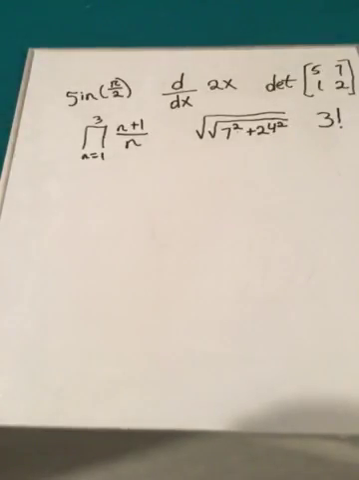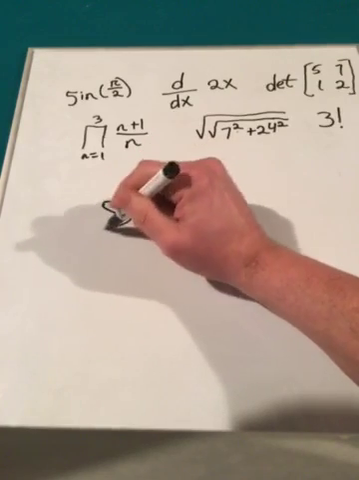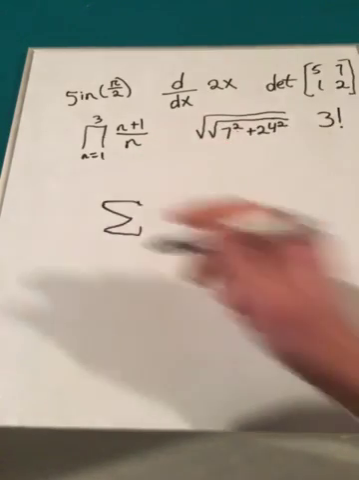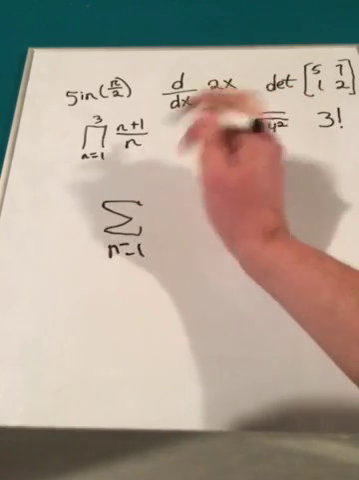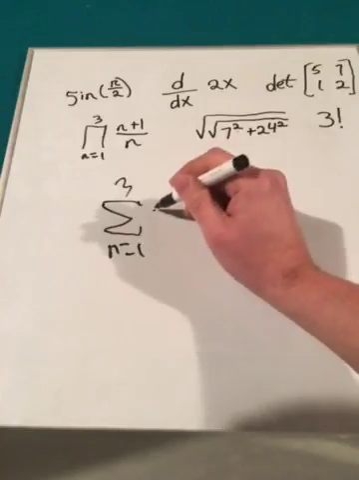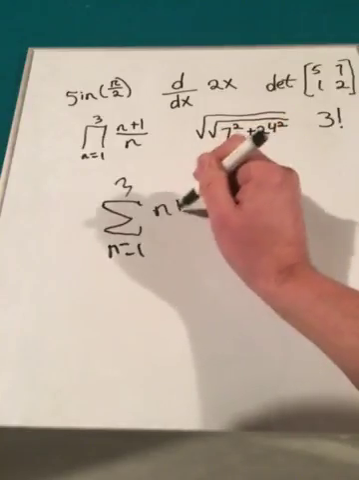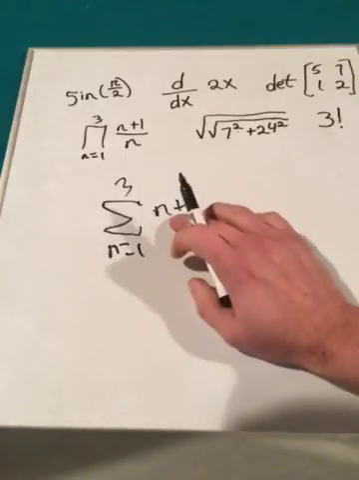Now, you might be familiar with the capital sigma, the summation notation, where we have, let's say, n equals 1 up to something. Say, I don't know, 1 to 3 of, I don't know, n plus 1. Well, you would just start with 1, so you plug in 1 for n.